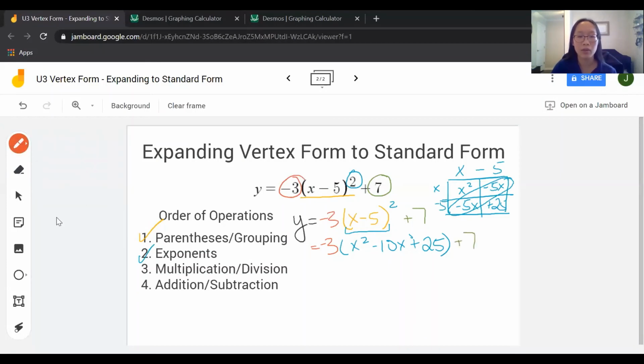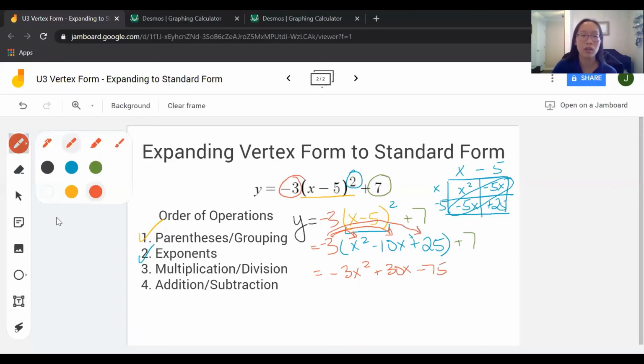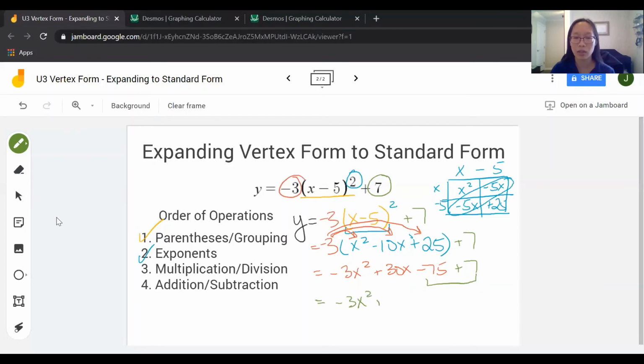Once I've done my exponents, I can multiply, so I'm going to use the distributive property. So -3 times x squared is -3x squared, -3 times a -10x is a positive 30x, and -3 times a positive 25 is -75. I'm going to carry down the plus 7. These are like terms, so then I have -3x squared plus 30x, and -75 plus 7 is -68.